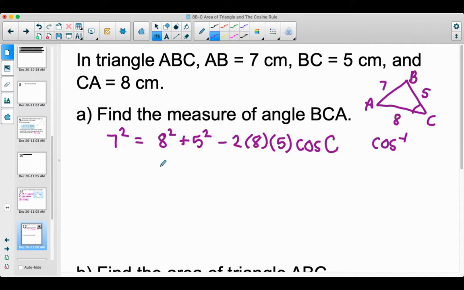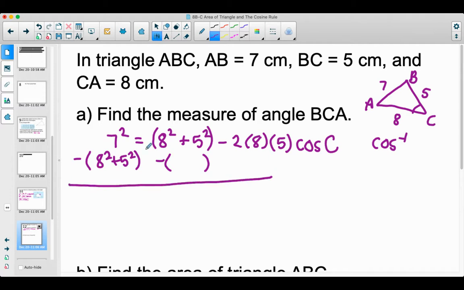So what I do is the first thing you're going to have to do is this whole chunk right here is going to have to subtract to the other side. So instead of calculating it to make it a little quicker, I just subtract. I take 7 squared or 49 and I subtract the 8 squared plus 5 squared, and I just type that all in my calculator at the same time. And when I subtract that whole piece, that ends up canceling here.